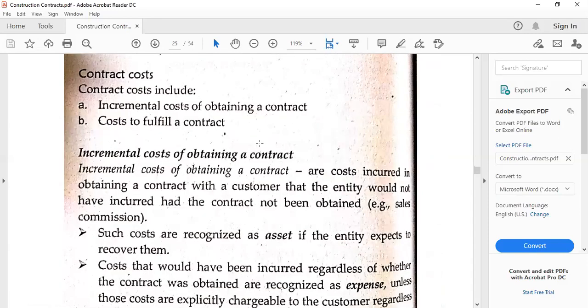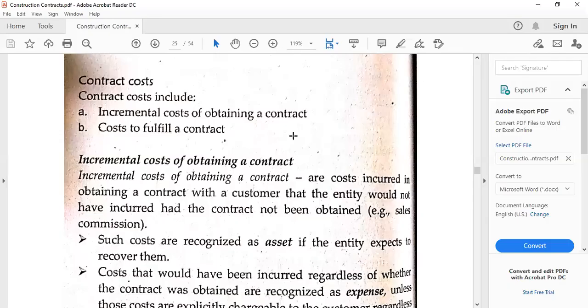After that, we have the contract costs. The contract costs would include the following items. First is incremental costs of obtaining a contract and the cost to fulfill a contract. So incremental cost would mean that these are the costs that are incurred because of the contract itself.